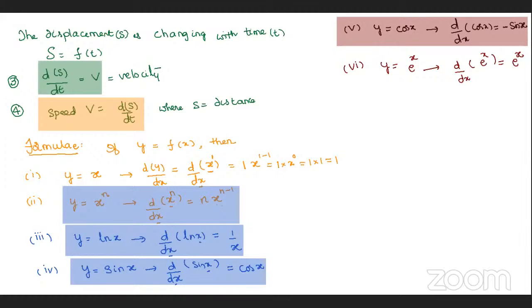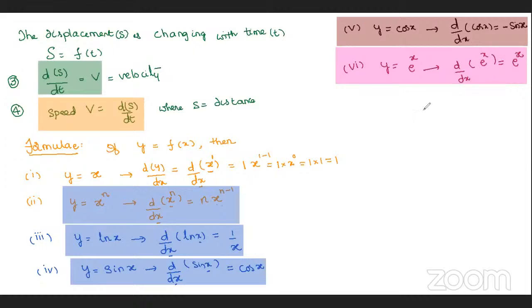Okay, right, good. E power x. This is one more formula here. E means exponential. Exponential power x means exp, generally we write. The exponential function, exp x, that simply we write it as e power x. Okay, good.